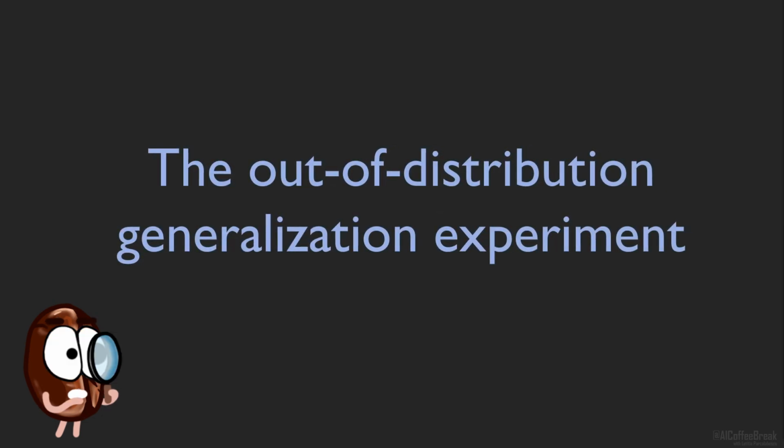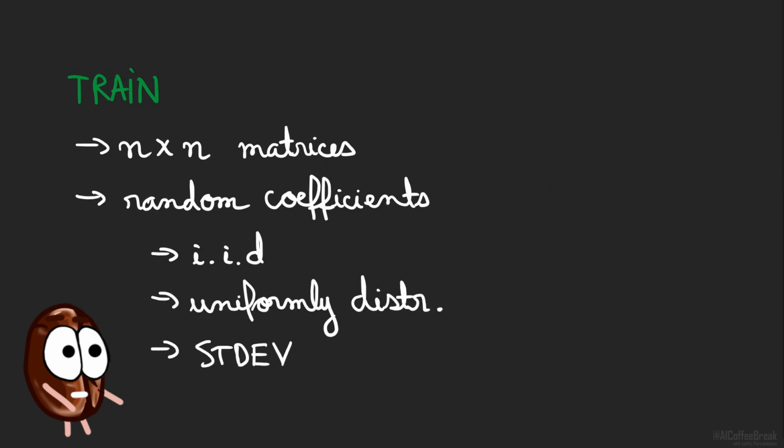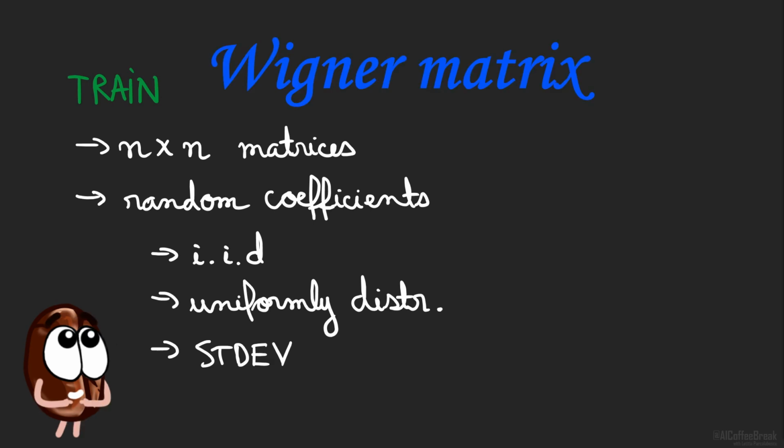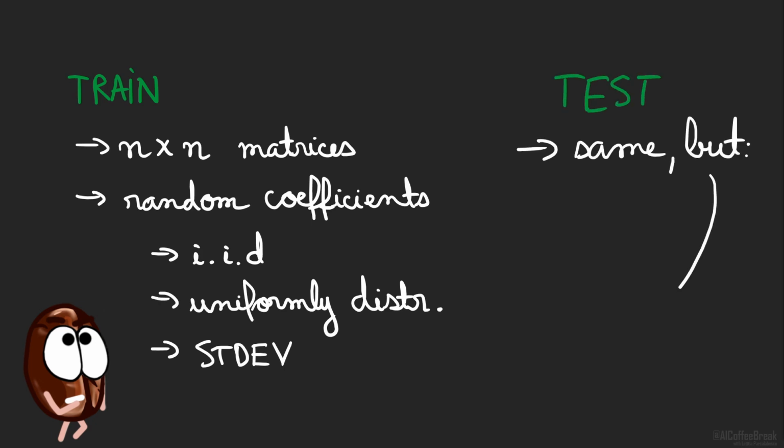The out-of-distribution generalization experiment. In a nutshell, the authors train their models with random n by n matrices that have the property that the coefficients are independent and identically distributed, sampled from a uniform distribution. Matrices fulfilling this property are known as Wigner matrices. Okay, so we have the Wigner matrices. How does a transformer trained on Wigner matrices perform on other types of matrices also present in science?